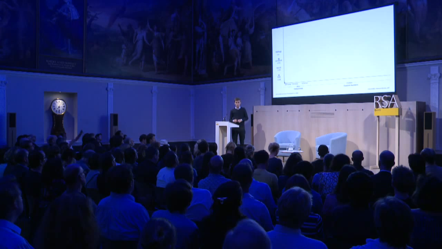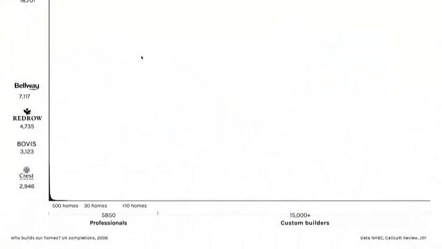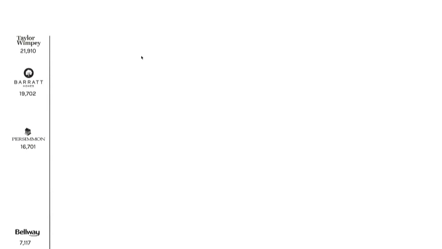So this is not a blank page. This is a graph of who builds our homes in the UK, with everyone who built a home in 2006 along the bottom line and how many they built on the y-axis. And it doesn't even fit on the page. In that year, and pretty much every year since, more than 50% of our homes are made by just 10 companies, which is weird, right?